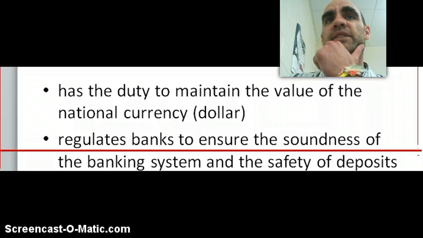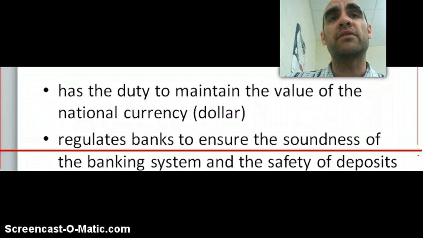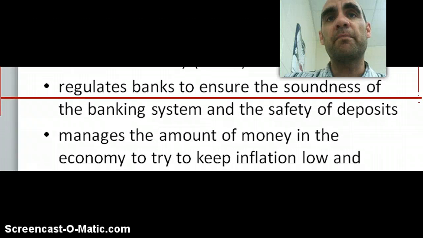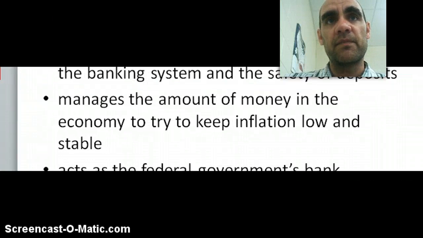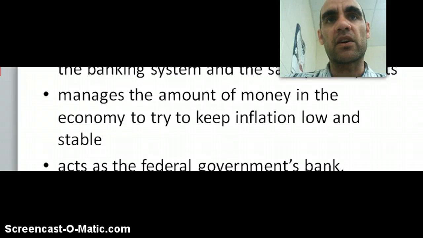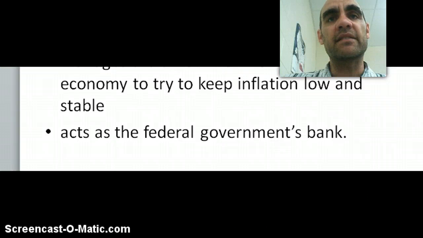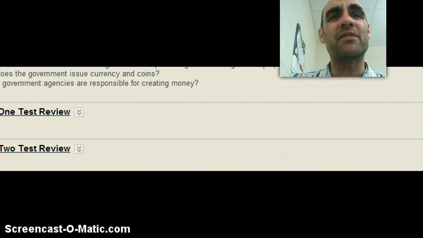One thing they do is they have the duty to maintain the value of the national currency, the dollar. They regulate banks to ensure the soundness of the banking system and the safety of deposits. They manage the amount of money in the economy to try to keep inflation low and stable. And they act as the federal government's bank. So that's what you really need to know for the Federal Reserve System.